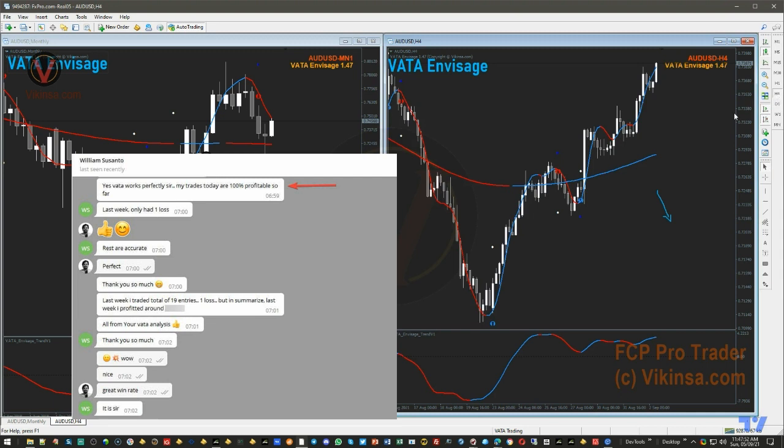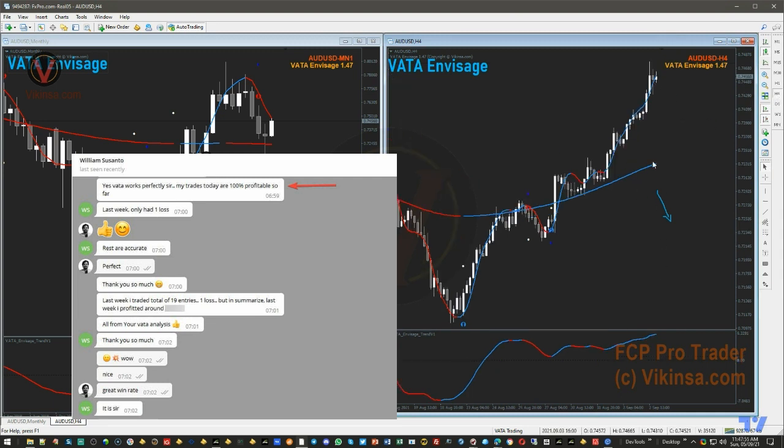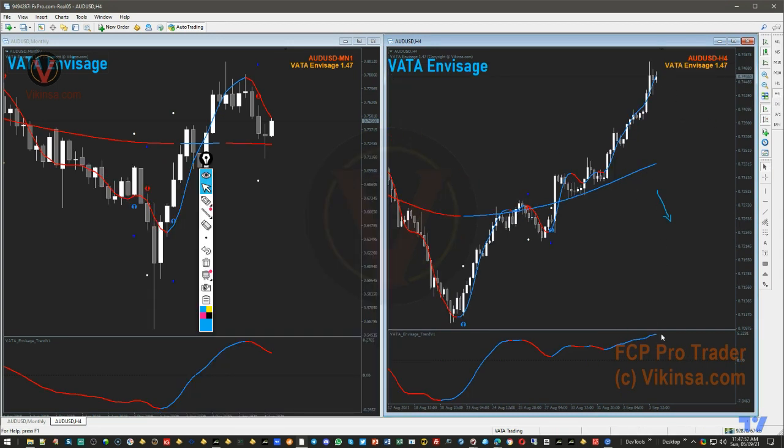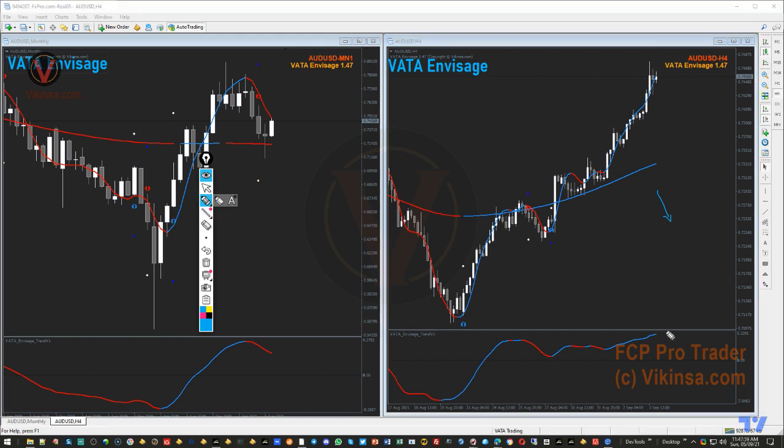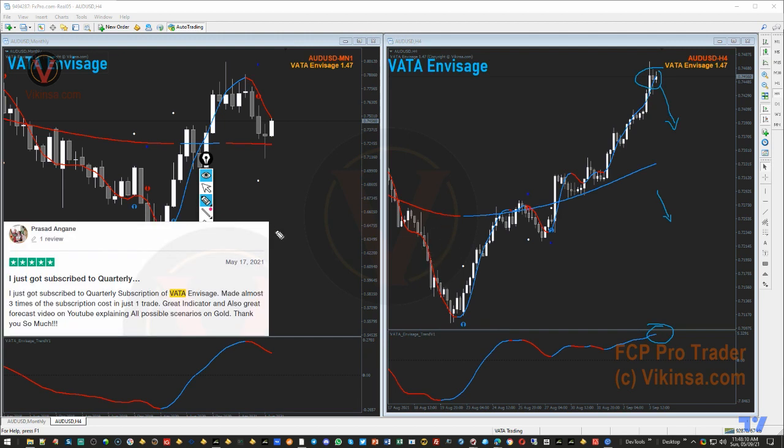If I go to the 4-hour time frame, the market is too far away from the water curve, and we do not have an indication as of now. No red color has come in the water trend. As soon as that comes, then we can look for a signal here to go for a short opportunity. So that's AUDUSD analysis using FCP and Wave and Wisdom.